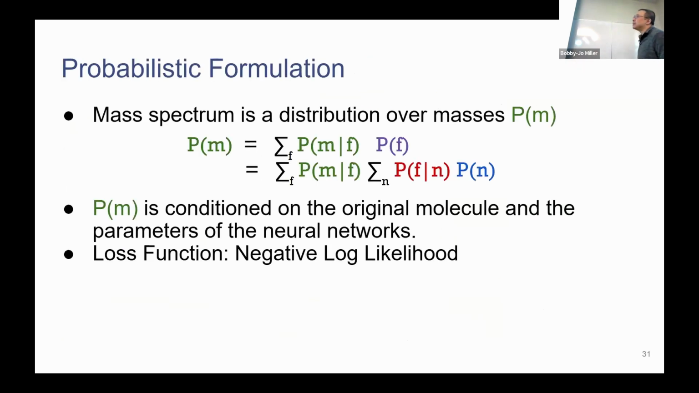So now let's put everything together. Therefore, in FraGNNet, we model the mass spec as a distribution over molecular mass, the P of M. The P of M is conditioned on the probability of every single formula we're going to observe. It also actually depends on the input structure.